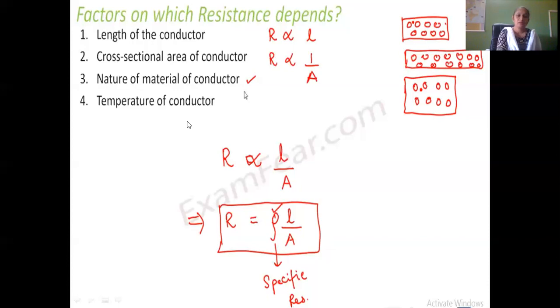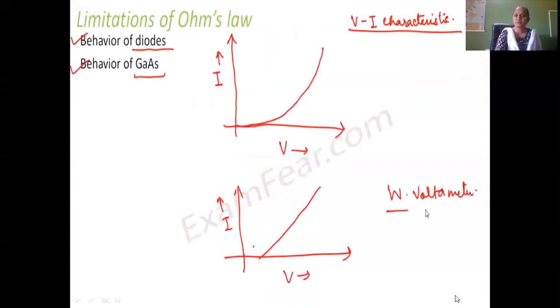As I have told you here, temperature, nature of a conductor, material. If you take aluminium, that specific resistance, resistivity is different. And if you take copper, again the specific resistivity is different. So it is R equals rho into L by A. So what is rho? Rho is a specific resistance.